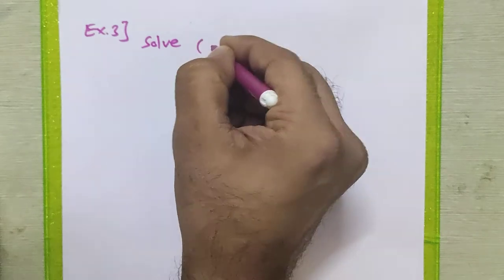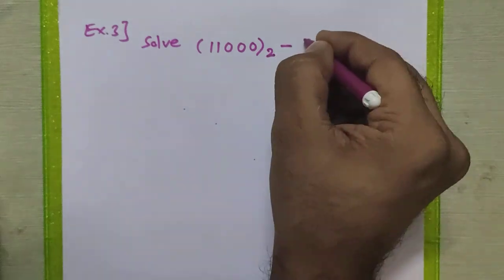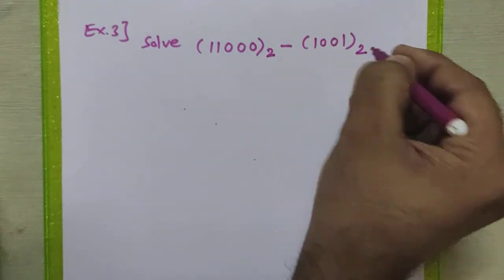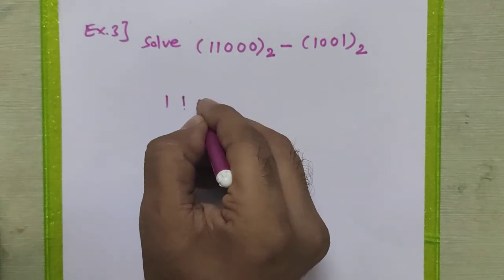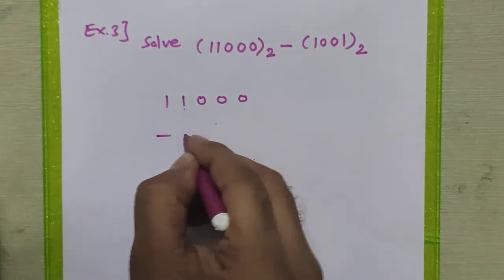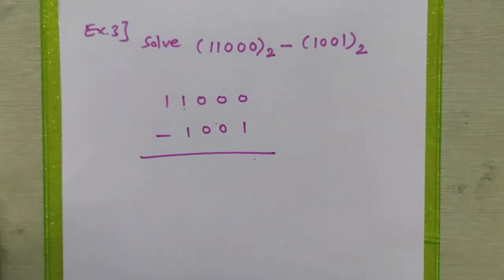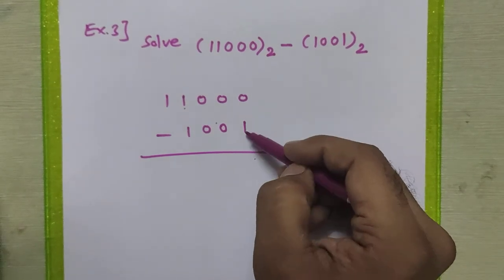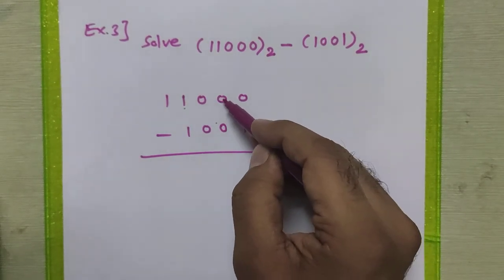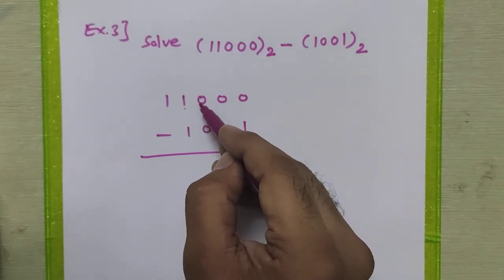Solve 11000 in binary minus 1001 in binary. We will write these numbers as they are here. Now we are going to perform the binary subtraction by using those four rules of binary subtraction. Now if you see here, 0 minus 1 is not possible, we have to take one borrow, but in this digit there is nothing to take a borrow from. So we will go for the next digit to take a borrow.